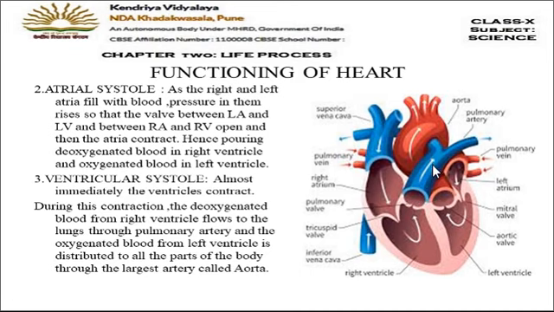And where will this pulmonary artery carry the blood? Because this is deoxygenated blood, where does this blood have to go? This blood has to go to the lungs for purification. Purification means CO2 will be released outside and the blood will absorb oxygen again in the lungs. So this pulmonary artery will carry the deoxygenated blood to the lungs for purification.